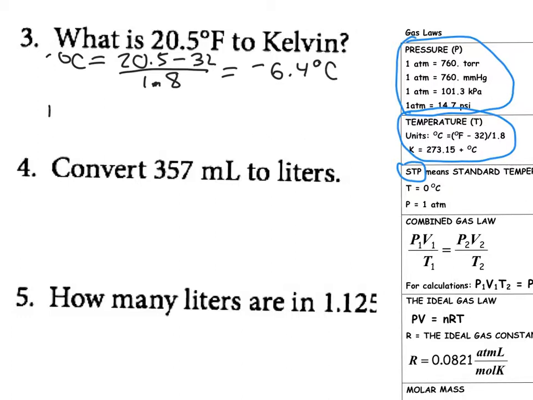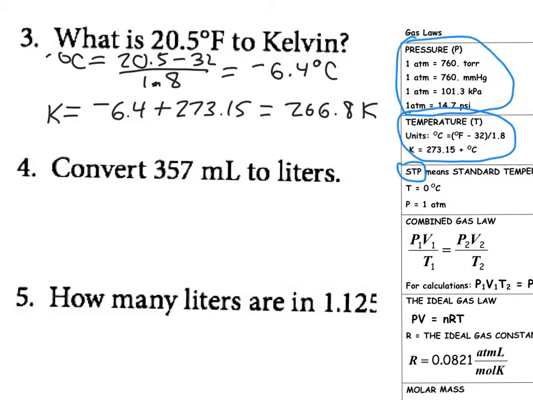And then to find Kelvin, I would take that negative 6.4 and add it to 273.15, which takes it out from being a negative. I'm going to carry it to 1 place after the decimal based on my given 20.5 measurement, and I get 266.8 Kelvin. So hopefully that worked out for you, but you can see how I set that up.